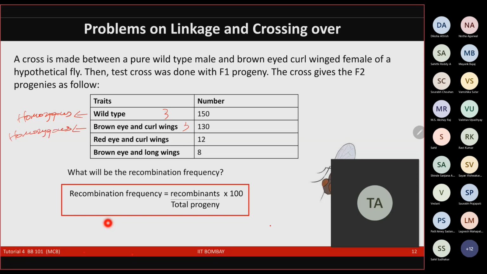Okay, so this is the male and this is your female. Both the male and the female have the homozygous characteristics. So obviously whatever progeny they are going to form, they are the recombinants.